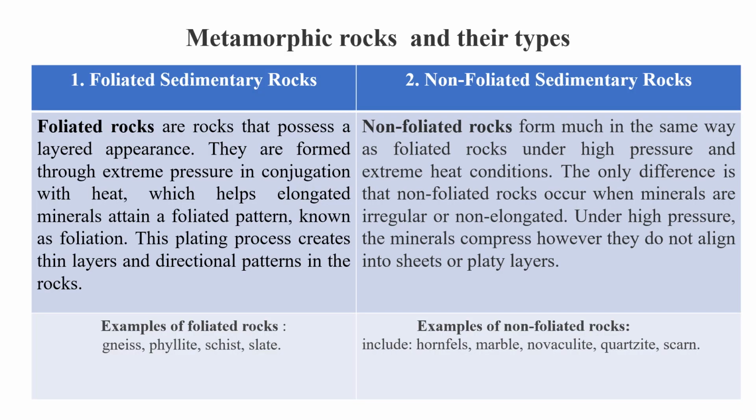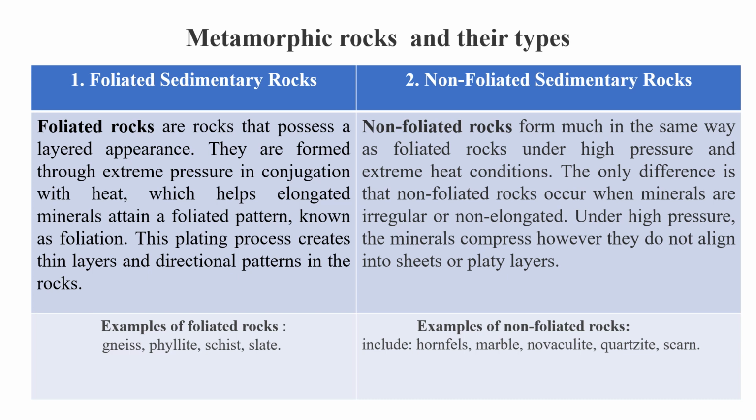Metamorphic rocks and their types. So we can see that there are two types of metamorphic rocks. Foliated rocks. Foliated rocks are rocks that possess a layered appearance. They are formed through extreme pressure in conjunction with heat, which helps elongated minerals attain a foliated pattern, known as foliation. This process creates thin layers and directional patterns in the rocks. For example, gneisses, phyllite, schist, and slate.